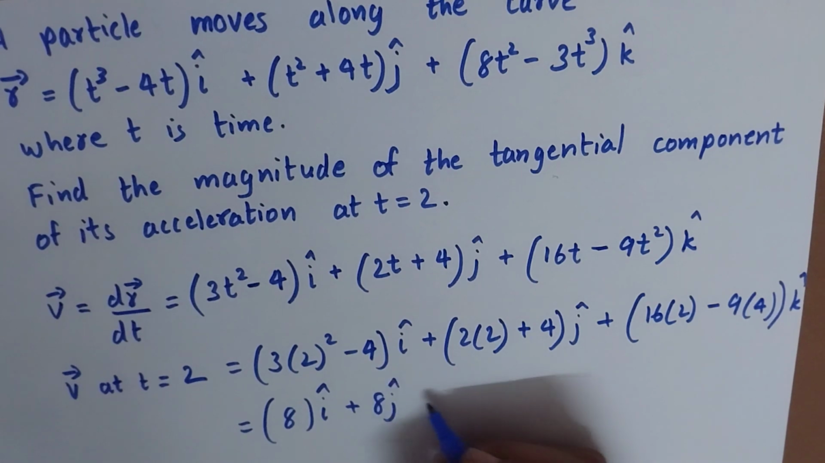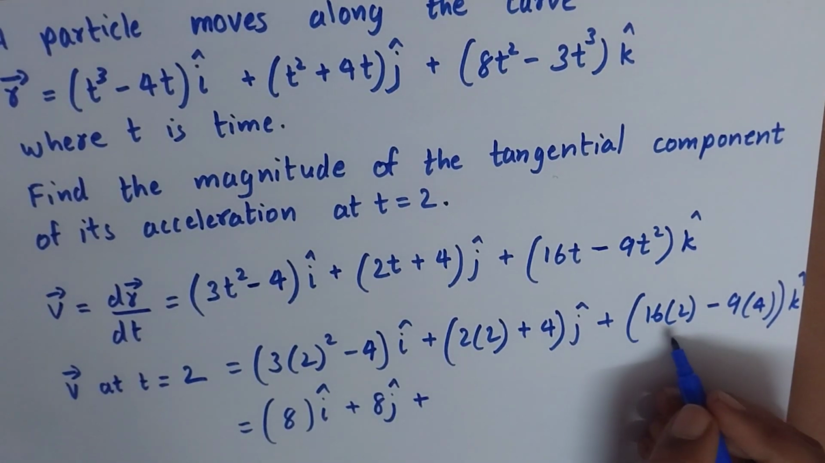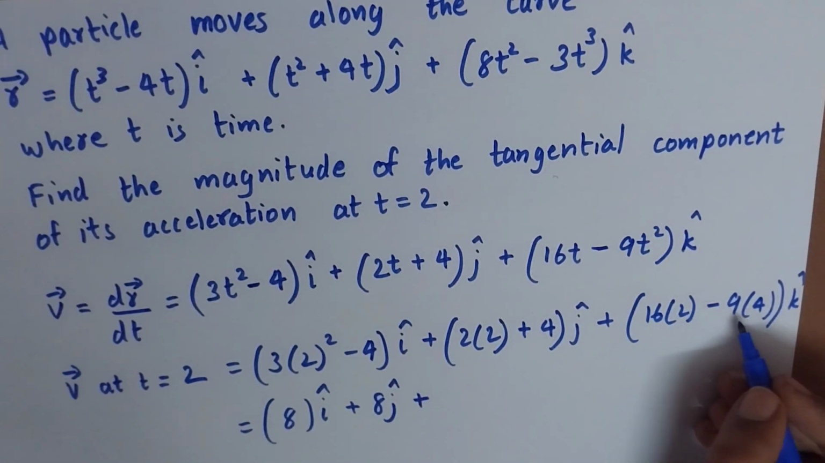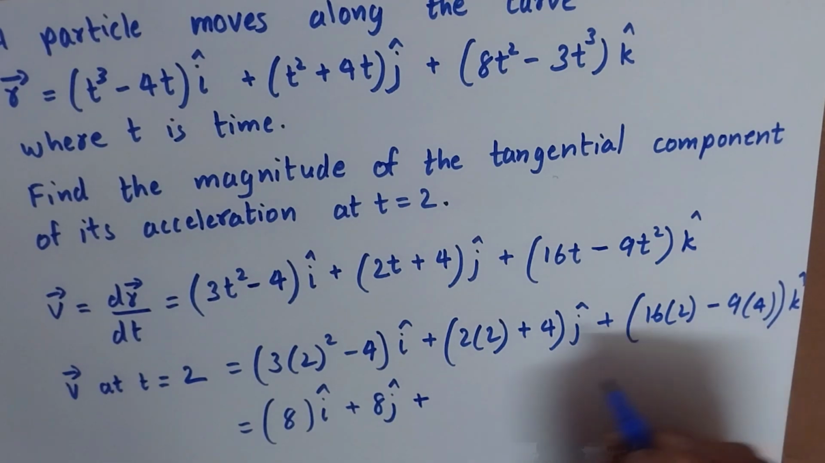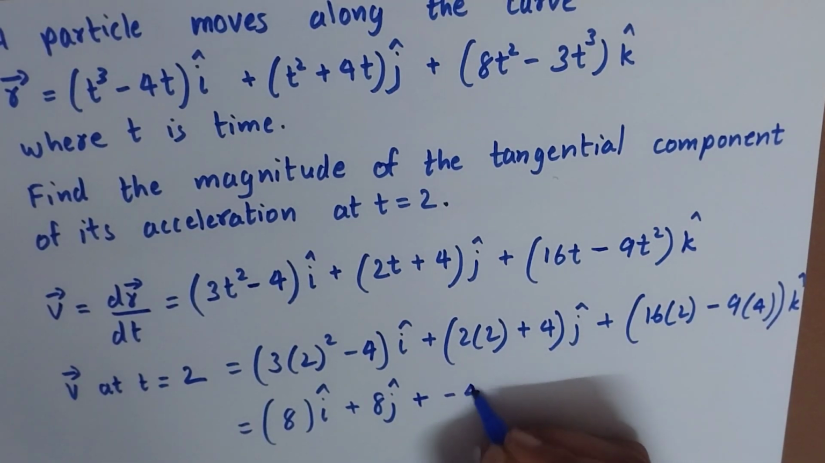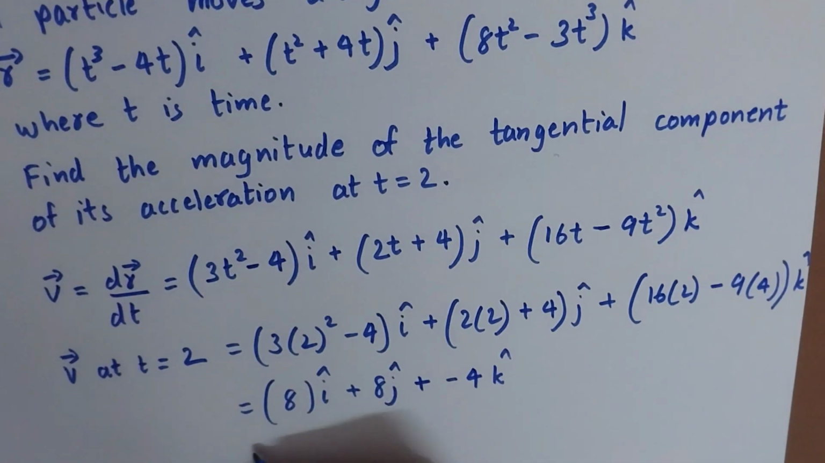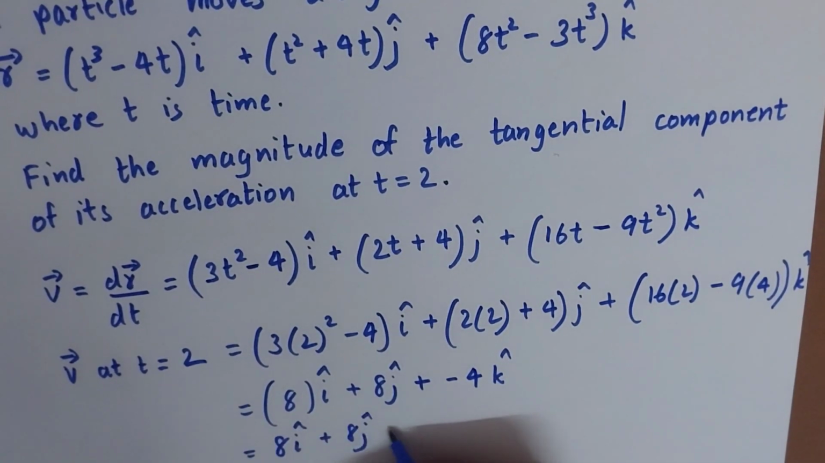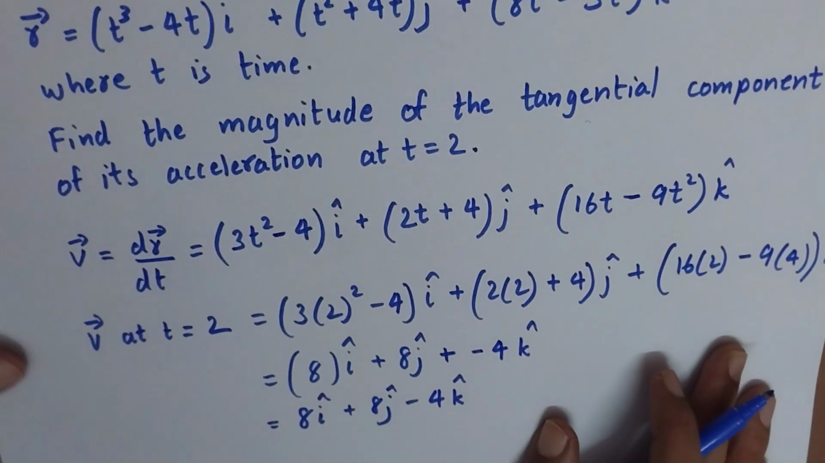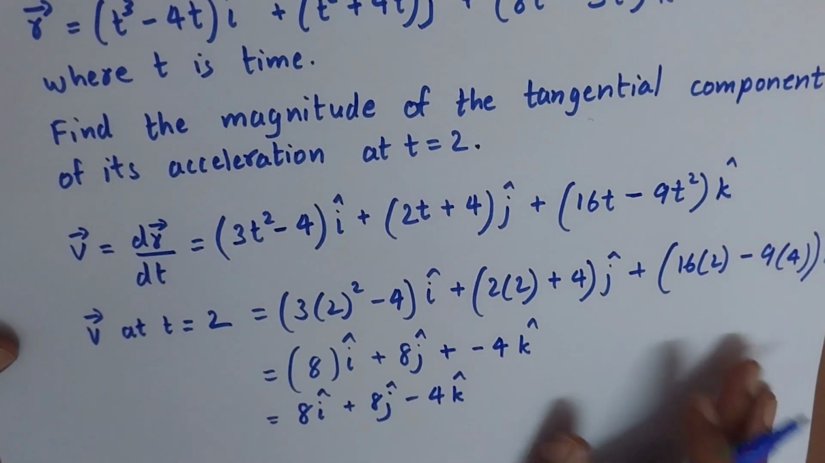8 j cap plus 16 into 2 is 32. 32 minus 9 into 4 is 36. 32 minus 36 is minus 4 k cap. So the answer is 8 i cap plus 8 j cap minus 4 k cap. This is the velocity vector at time t equal to 2.